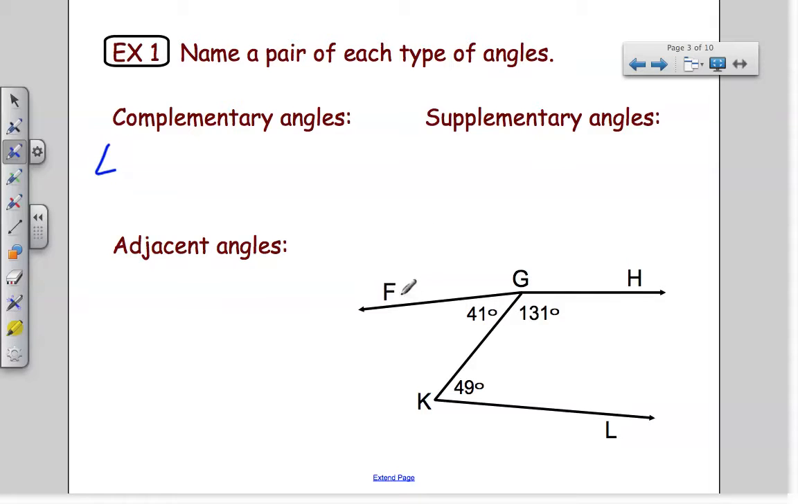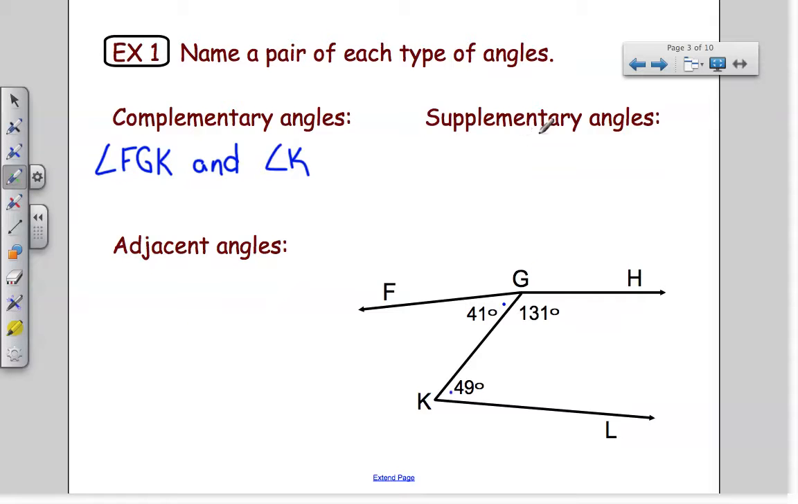I would need to name with three letters. So how about F, G, K? That would be talking about this angle right here. Angle F, G, K. And now this angle, on the other hand, I can just say angle K. I can just name by the vertex. It's the only angle there. Complementary because 41 plus 49 would give me 90.